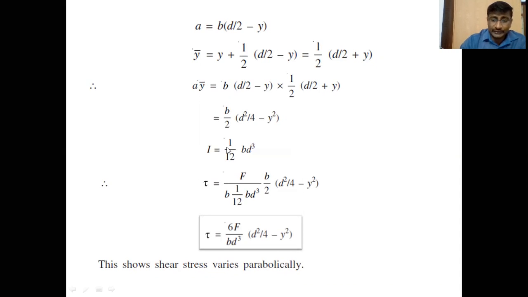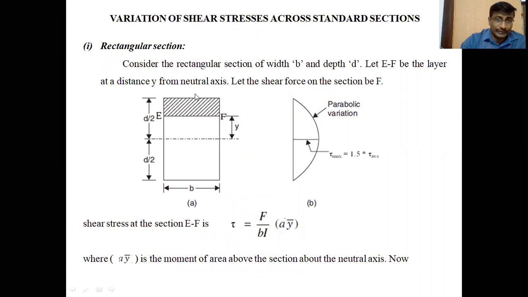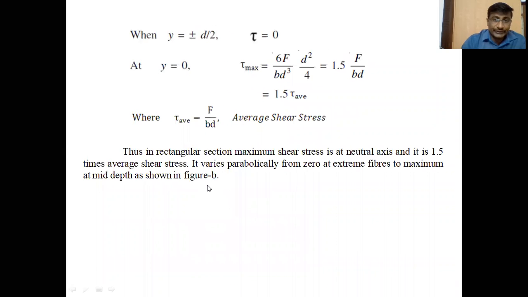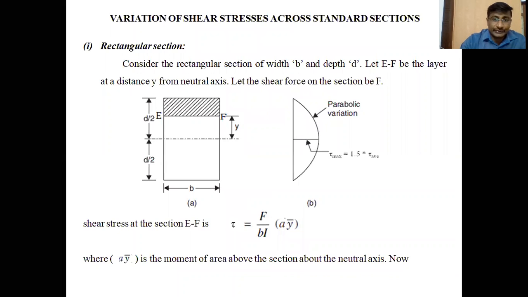Then find the moment of inertia. What is the moment of inertia of this rectangular section about the neutral axis? We know that the basic formula is b d cube by 12. This is the moment of inertia, 1 by 12 into b d cube. Then substitute this A y bar and I value into our shear stress formula. Our shear stress formula is F into A y bar by b into I.